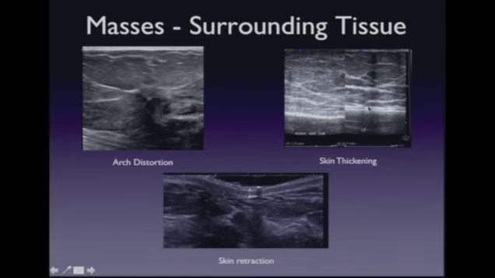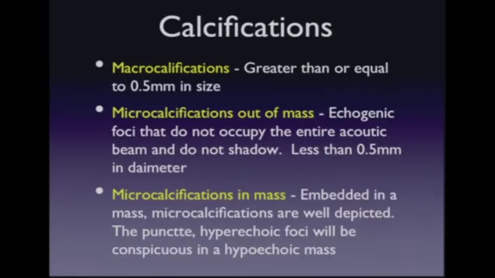For skin thickening, what I like to do is do a dual display, and you can show the normal and the abnormal side in the same location. So you can compare the skin thickness from one breast to the other, and I find that very helpful.